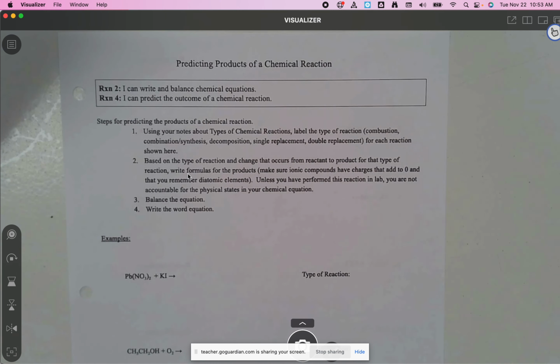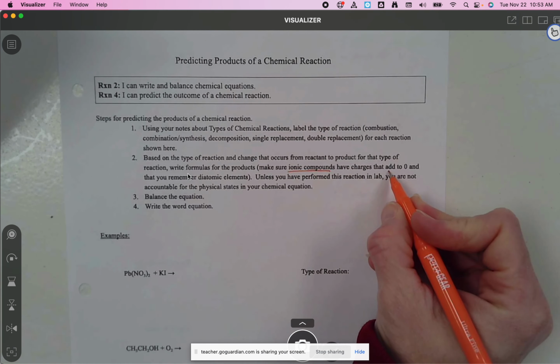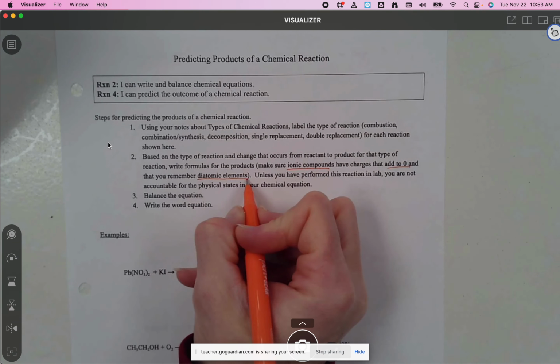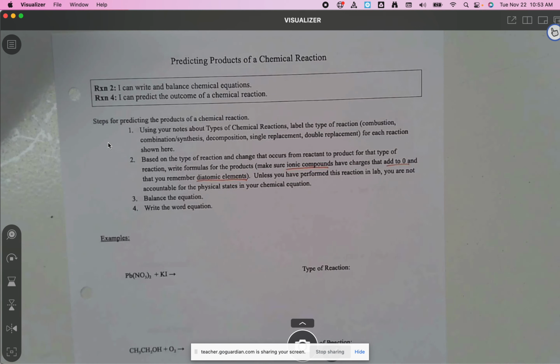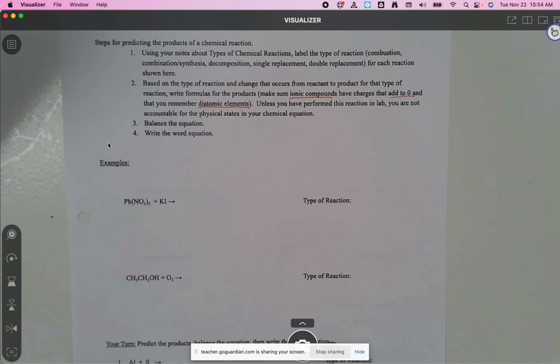We have to, along the way, watch out for ionic compounds, making sure that they add to zero, and watch out for diatomic elements. And when something becomes just an element, make sure you check your periodic table to see if it's diatomic. Remember, we colored all the boxes for the diatomic elements with some kind of bright color. It makes them relatively easy to identify. After you have good chemical formulas, you're going to balance the equation, and then you're going to write the word equation.